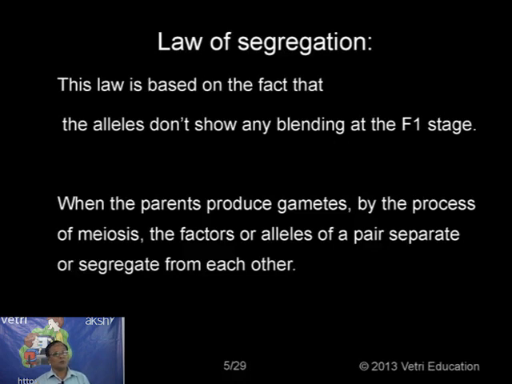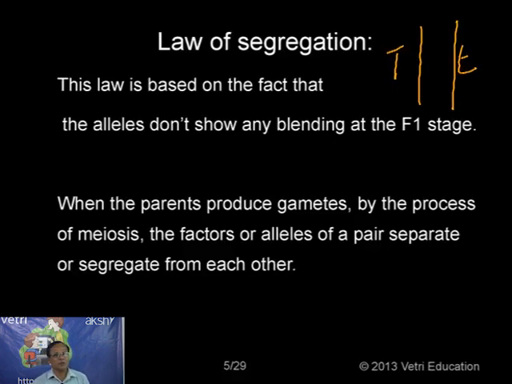This is possible only when the two genes, for example, in the homologous chromosomes, we have capital T and small t, and this is a hybrid or a heterozygous F1 having both the alleles. If these two alleles do not mix with one another, then only the law of segregation is possible. So, this law is based on the fact that the alleles do not show any blending at the F1 stage.